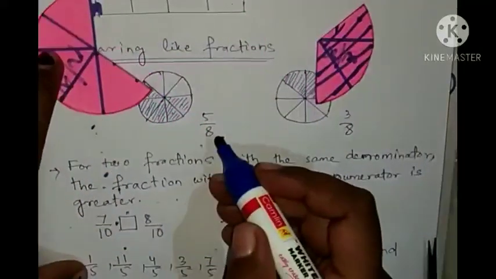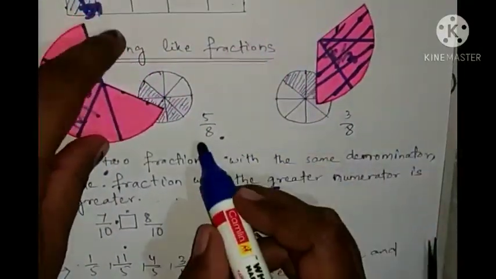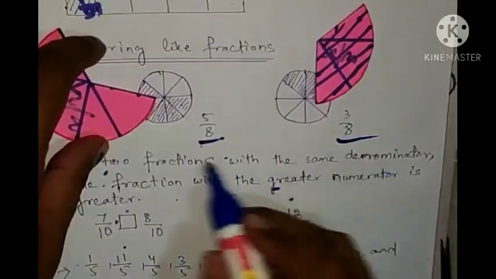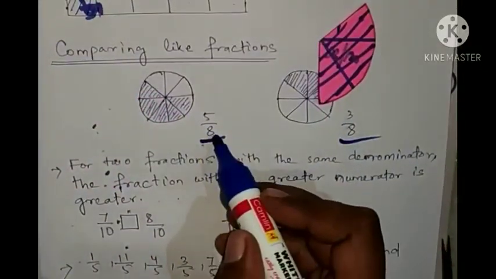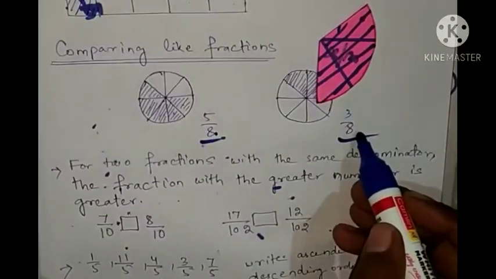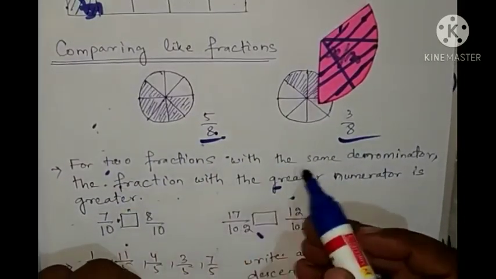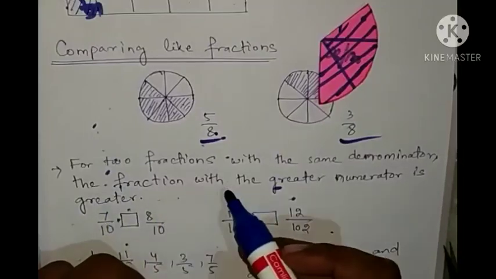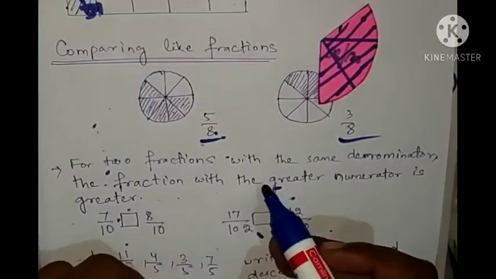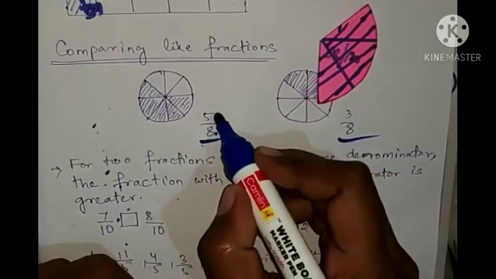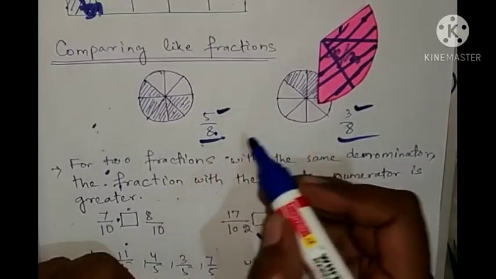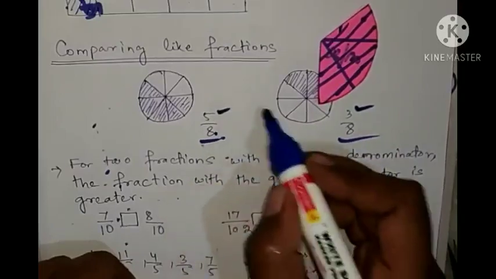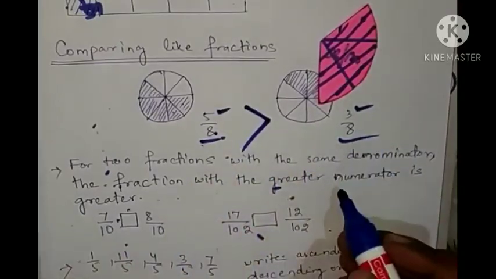So this is about like fractions. So this is 5 by 8 and 3 by 8. Those are like fractions. How are these like fractions? Because both have the same denominator. So for two fractions with the same denominator, the fraction with the greater numerator is the greater. So you can say that here 5 is greater than 3. So the greater numerator is 5. That's why 5 by 8 is greater than 3 by 8.